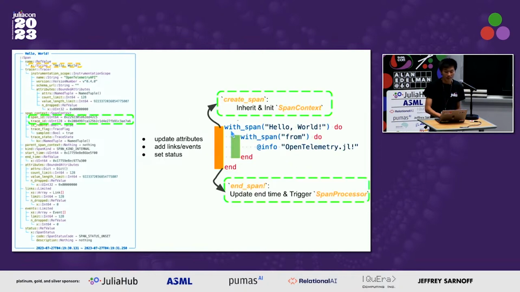So when we execute the with span, it will first call create span, and it will try to find a span context from the current task. If it is found, then it will inherit from it and create a new span ID. But if it is not found, then we will create a fresh new span context. At the end of each span, we will update the end time and trigger the span processor. Within each span, we can also do a lot of things like update the attributes of the span, or add links or events to the span.